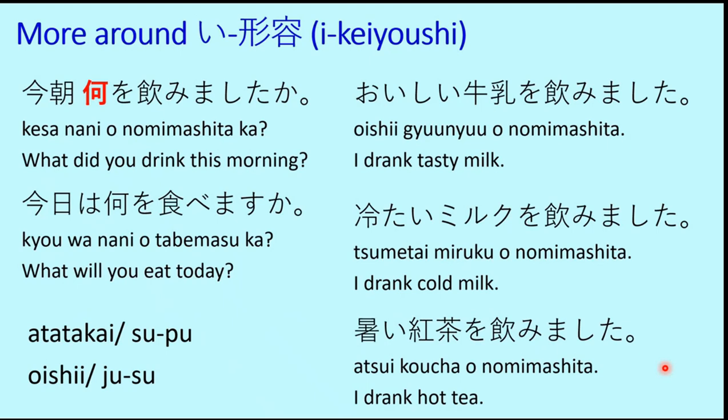Kyou wa nani o tabemasu ka? What will you eat today? Or what are you eating today? So kyou wa nani o tabemasu ka? And you can make it past tense as well. Kyou wa nani o tabemashita ka? What did you eat today? So in the reply section, all these drinkable items will be replaced with food items like tempura, sushi, sakana, gohan, and so on. So you can practice by replacing these words, and you can practice reading and writing these simple questions and answers. That will enhance your Japanese skills.